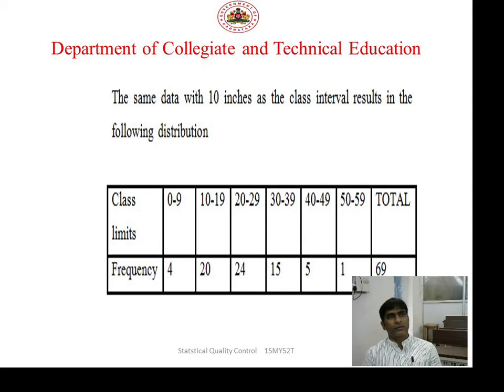The frequency for 0 to 9 is 4. For 10 to 19 it is 20. For 20 to 29 it is 24. For 30 to 39 it is 15. For 40 to 49 it is 5. And for 50 to 59 it is 1. The total is 69. The total should be the same whatever class width you take, so that is the case which you should follow.